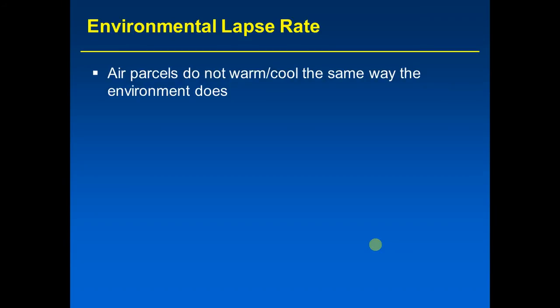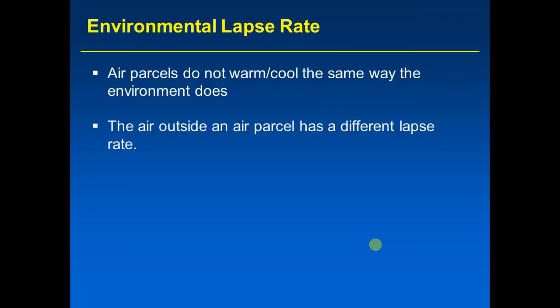The lower atmosphere is heated up during the daytime and cooled down at nighttime through conduction, right? The actual environment, the atmosphere surrounding the air, does exchange energy with other air molecules outside. There are convection currents that exchange energy in the atmosphere. There's radiation, where the atmosphere absorbs outgoing infrared radiation, especially the greenhouse gases. The atmosphere is fairly transparent to solar radiation, but it does absorb some sunlight. So the air outside of an air parcel has a different lapse rate.